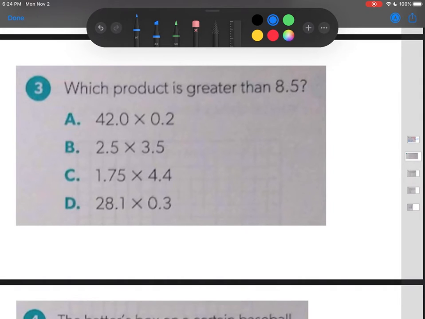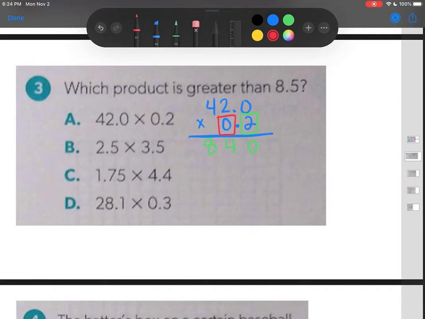All right, so number 3 says, which product is greater than 8 5/10? So this kind of problem, we need to solve all of our problems in order to figure out which one's going to work. So let's start with the first one. We've got 42.0 times 0.2. All right, so we're going to multiply that 2 out first. So it's going to be 2 times 0, 0. 2 times 2 is 4. 2 times 4 is 8.